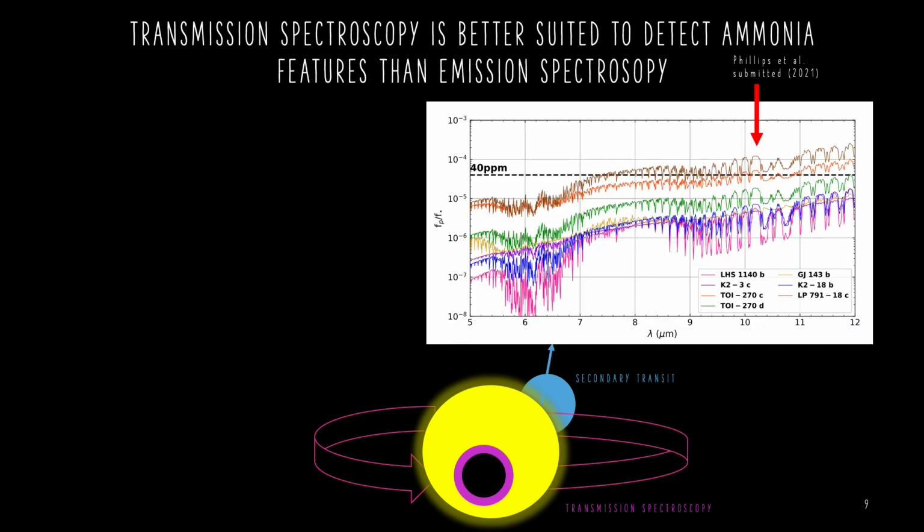However, when we go over to emission spectroscopy with MIRI, as I mentioned before, there's an ammonia feature around 10 microns, and we see that most of the targets here are below that sensitivity threshold for MIRI, and even our best target, LP 791-18 c, is barely above that sensitivity threshold, so it'll be very difficult to detect this feature there.